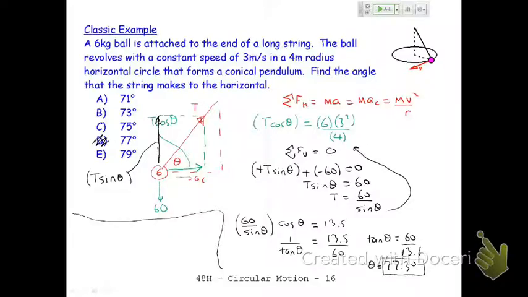So I go, oh, I know what to do. I'm going to say t sine theta over t cosine theta is, well, t sine theta was 60 over cosine theta, I got to work that out, 13.5. Oh, look, tan theta is equal to 60 over 13.5. Theta is equal to 77.3 degrees.